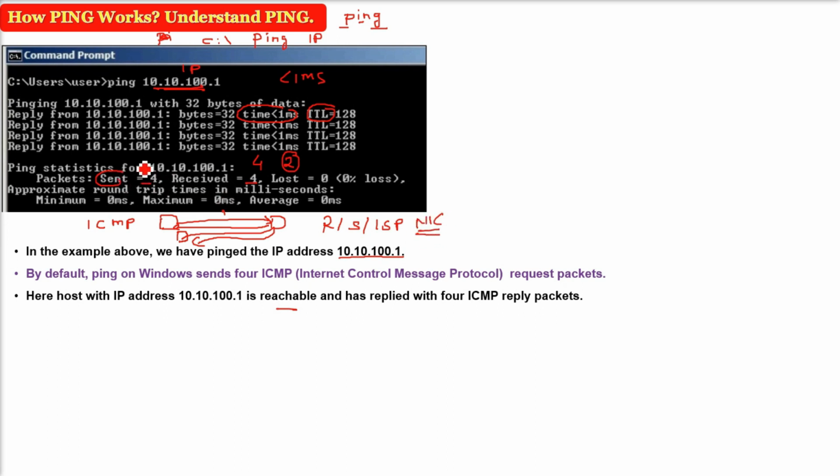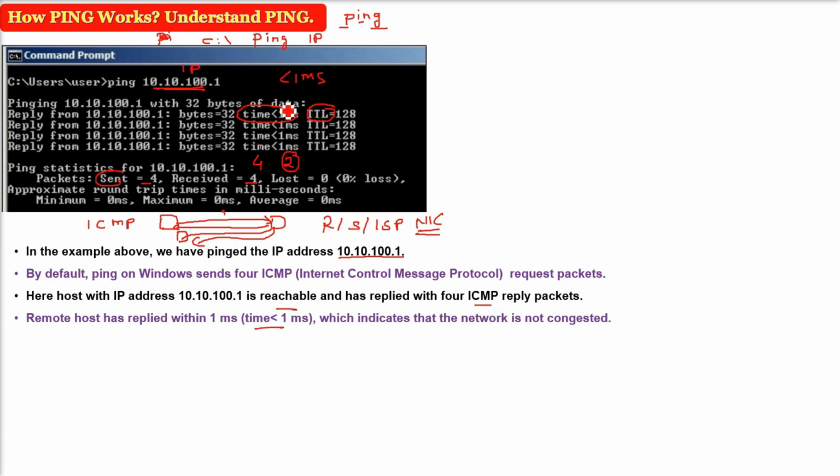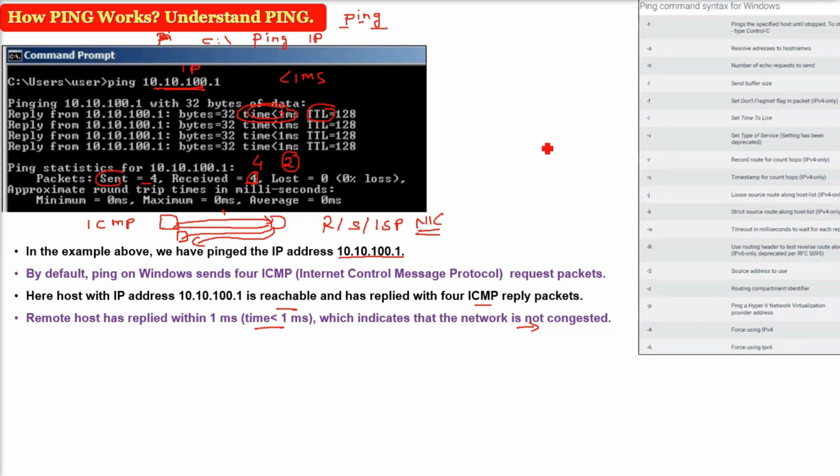So how many packets are sent, how many received? This gives you a glimpse. How much time does it take for the packet to go and come? This also gives you some important information. So this is all about the statistics of the network health, the network connection. All right. So in this case, the remote host has replied within 1 millisecond. That means the network is not congested. How about if the time is 500 milliseconds or maybe even more than that? As a user, if you want to do some gaming, it is not advisable for you. You will not use it.